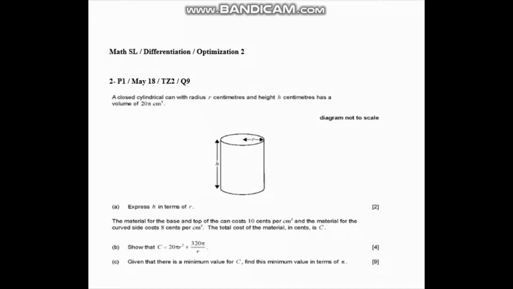So we are given that this is a closed cylindrical can, and remember we said that closed and open matters when we are talking about surface area. We are given that the radius is r, the height is h, and the volume is 20 pi. Express h in terms of r. Let's see how to do that.